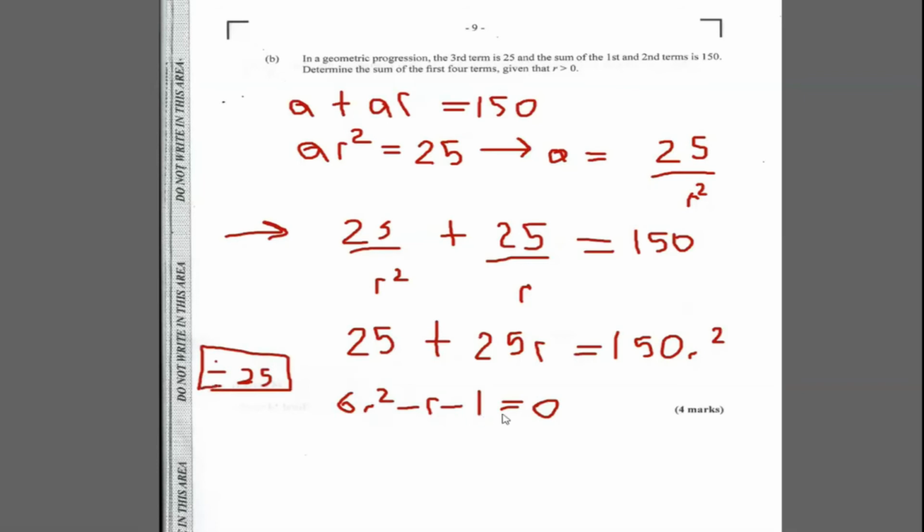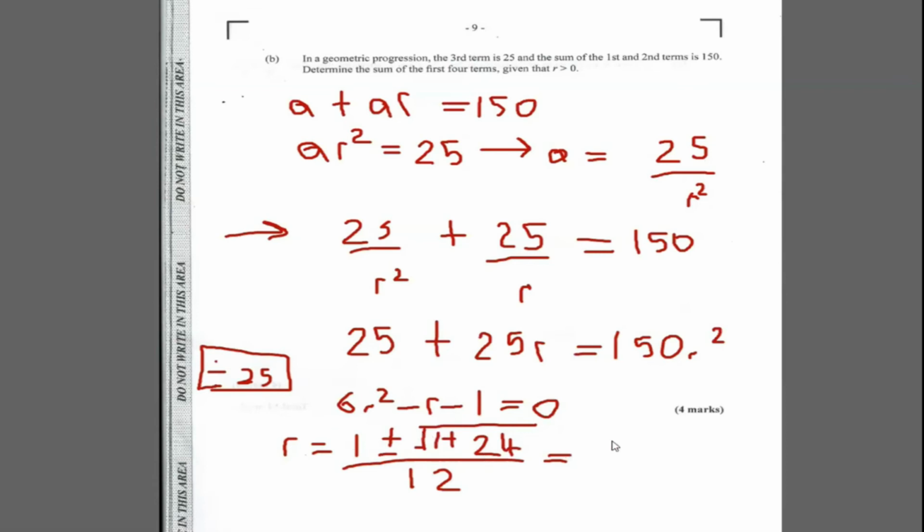Now 6R squared minus R minus 1 equals 0. And now we need to solve for R. Solving for R, I'm just going to go straight to the quadratic formula. R is equal to 1 plus or minus the square root of b squared minus 4ac, which is 1 minus 4 times 6 times negative 1, which is 1 plus 24, over 2a, which is 2 times 6, which is 12.